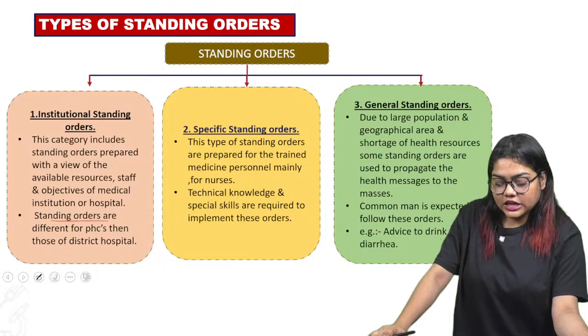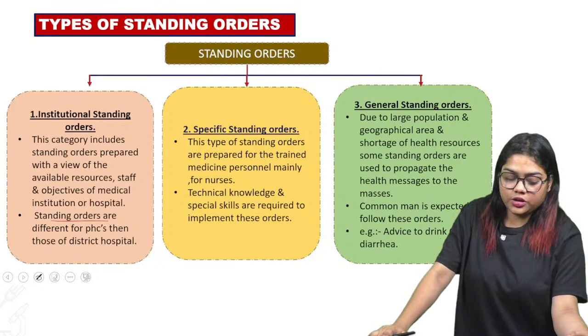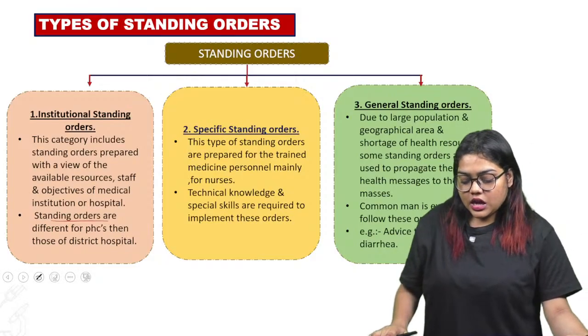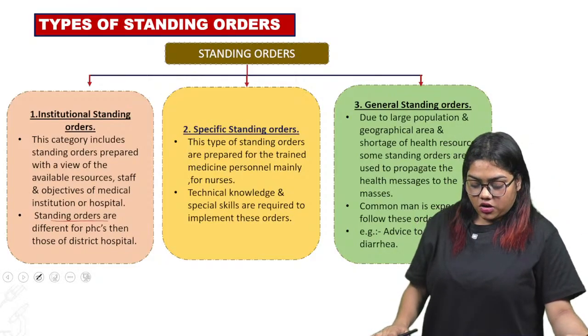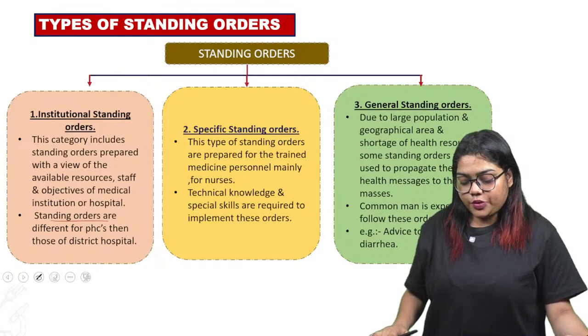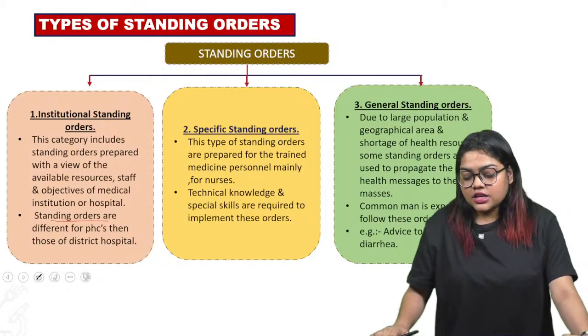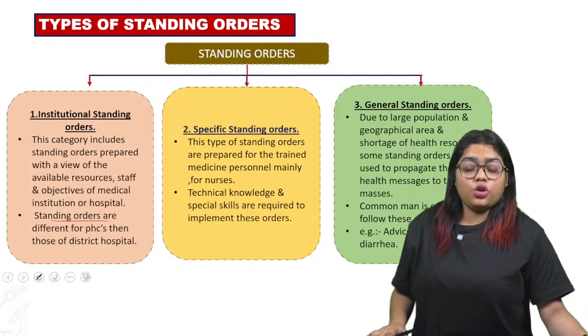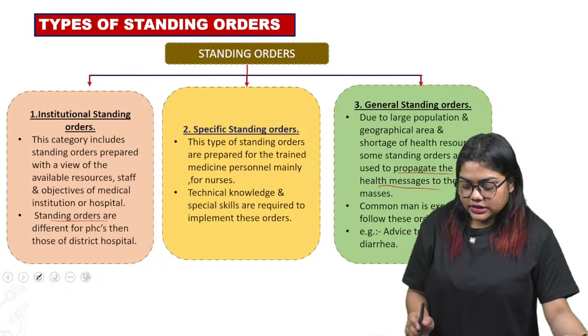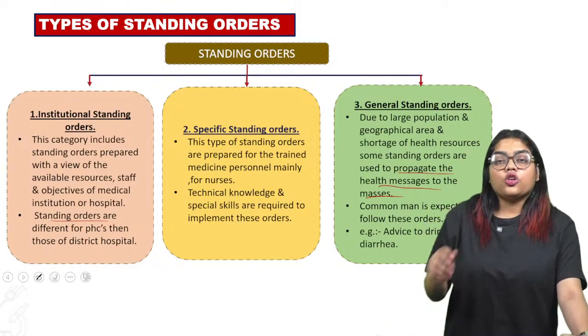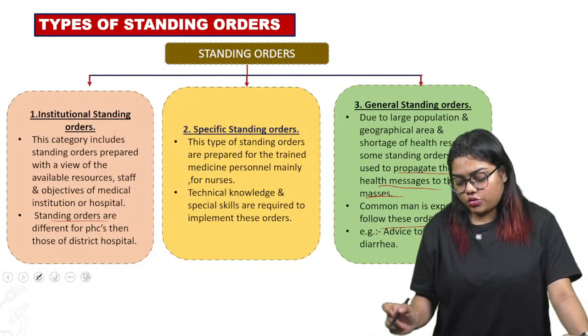Okay. Technical knowledge and special skill are required to implement this kind of order. Come to the third one, which is the general standing order. It means that due to large population or geographical area and the shortage of health resources, some standing orders are used to propagate the health message to the masses. The common man is expected to follow these orders.